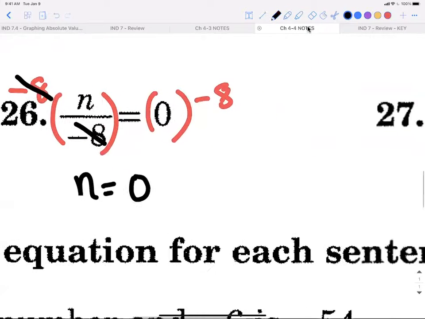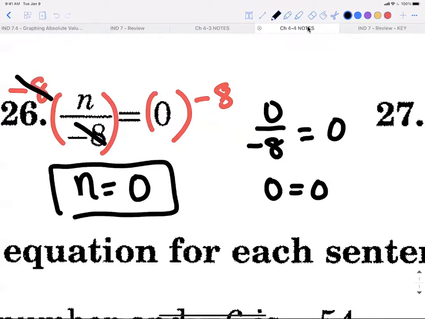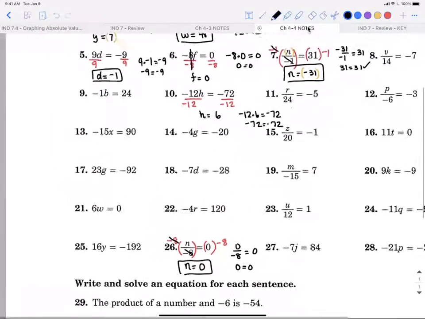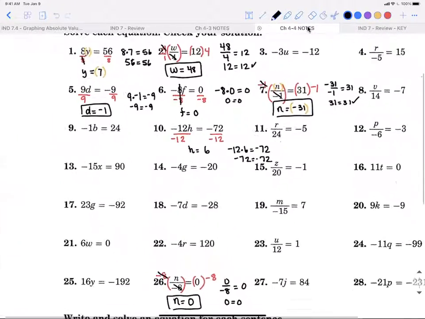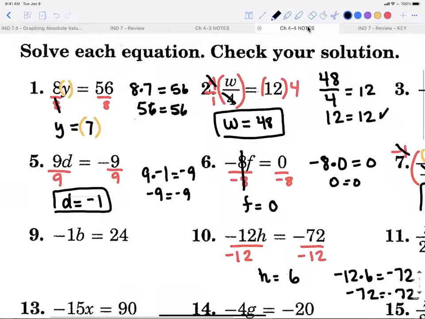And when we check this, we plug our n in the top of the equation. 0 over -8 equals 0. And we know from math rules, anytime you have a 0 on top, it reduces to 0. So n equals 0 checks out. Pretty good. Original problem is multiplication, you do division. Original problem is division, you solve it using multiplication. Whatever you do to one side, you do to the other.